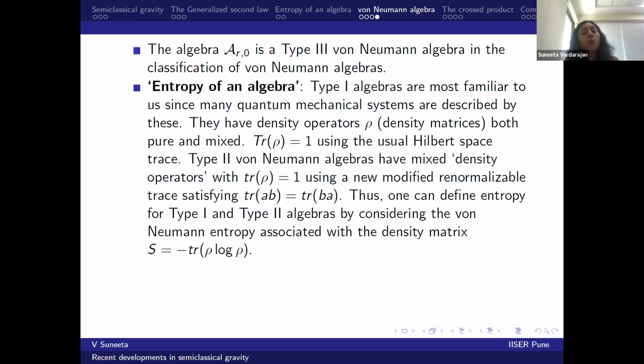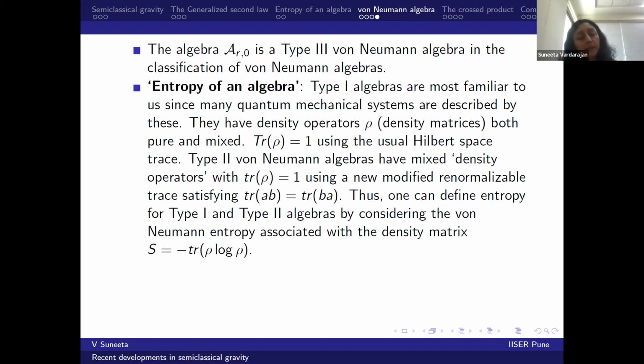Okay, so what are type 1 algebras? Type 1 algebras are most familiar to us because many quantum mechanical systems are described by these. For example, if you have a system of finite qubits and you look at the operators in this particular quantum system, these will be a type 1 algebra.